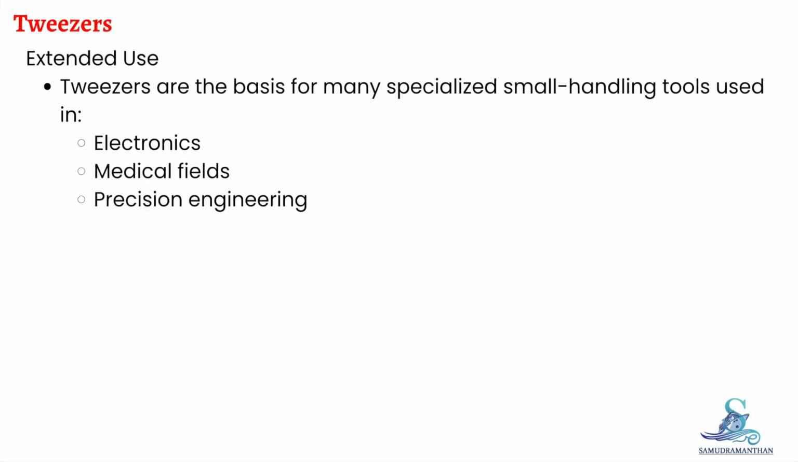In summary, hand tools such as screwdrivers, pliers, vices, and tweezers play an essential role in mechanical work and precision handling. They allow us to apply force, hold objects, shape materials, and work safely and accurately. Understanding the correct use, construction, and application of these tools is important to prevent damage and avoid injury. This brings us to the end of the lecture. Thank you for listening.